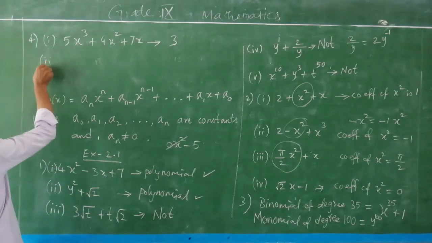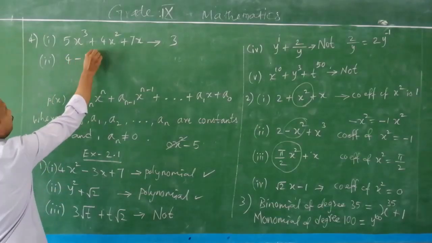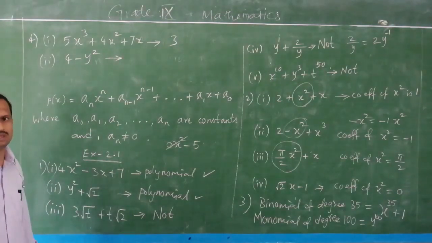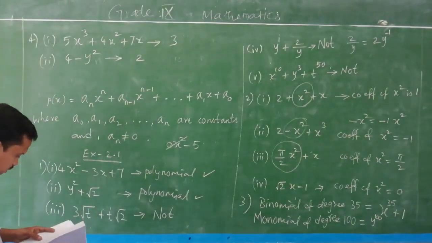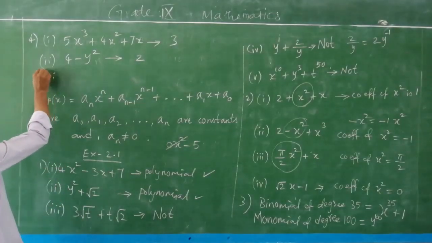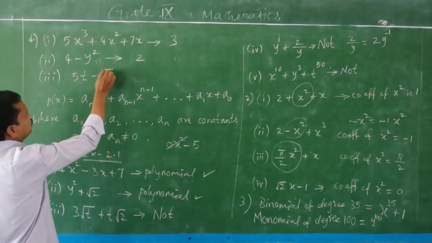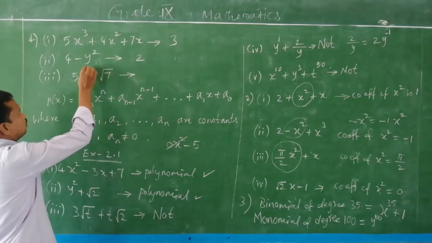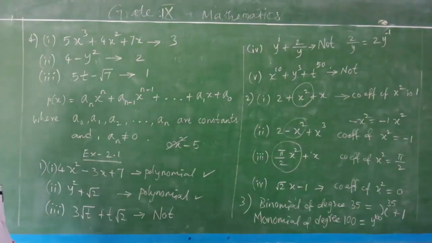In option 2, the polynomial is 4 minus y square. Here the variable is y, and the highest power of the variable y is 2, so the degree is 2. Coming to option 3, p minus root 7. Here the variable is p, whose exponent is 1, so it is of degree 1.